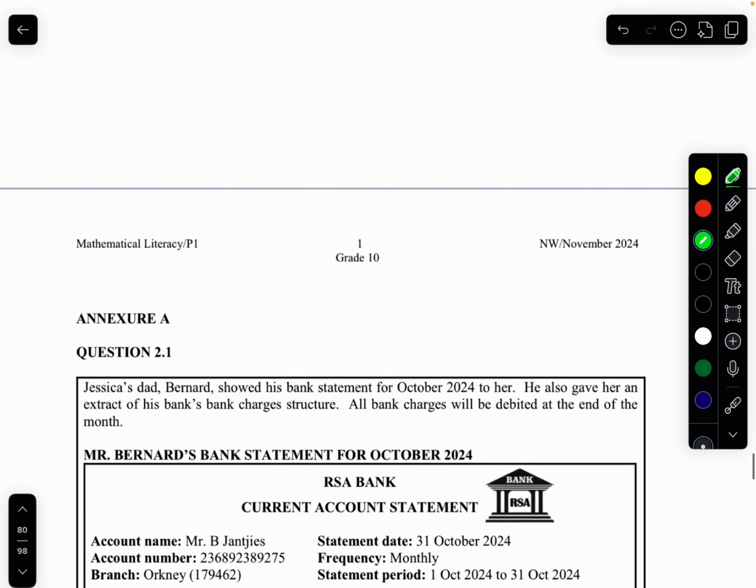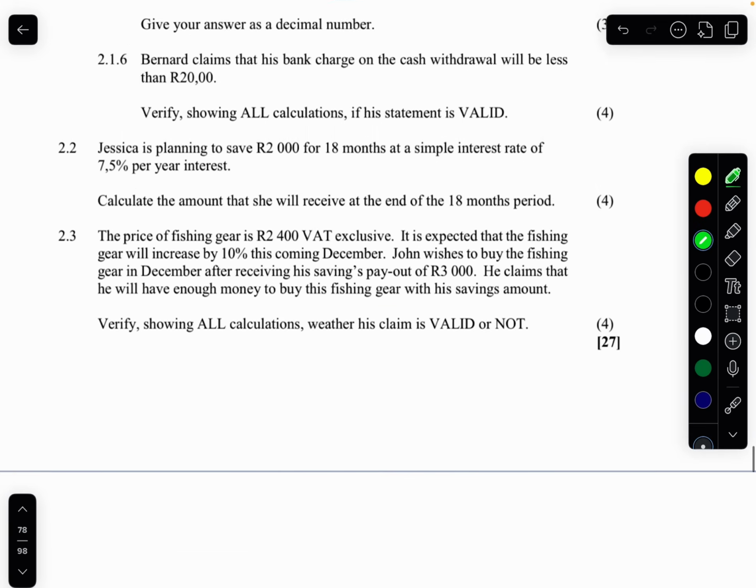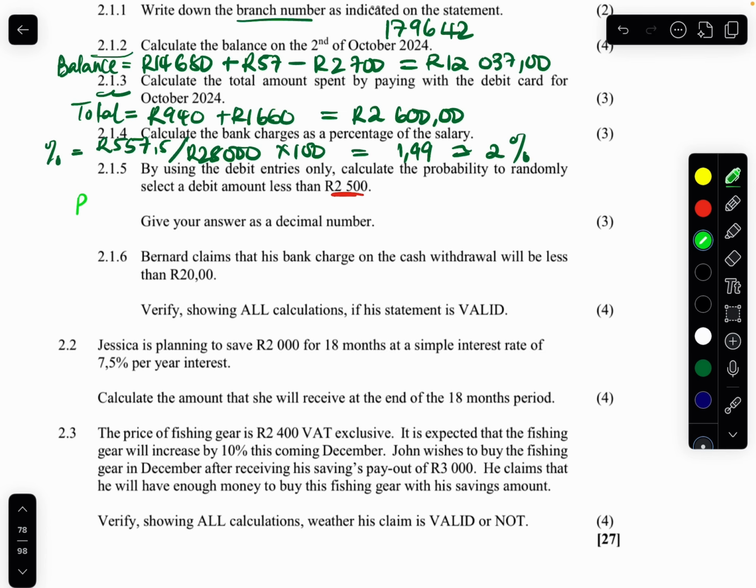4 out of 8, that means it's a half. So let's go and calculate it. The probability of getting a debit order that is less than 2,500 is going to be 4 out of what? Out of 8, right? They said give your answer in decimal. So 4 out of 8 is going to be 1 over 2, which is going to be 0.5.